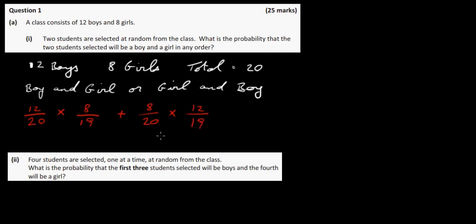So if you work all this out, this is just calculator work, do these bits here first, and then add your 2 answers, you should get 48 over 95. So that's the probability of choosing a girl and a boy in any order.